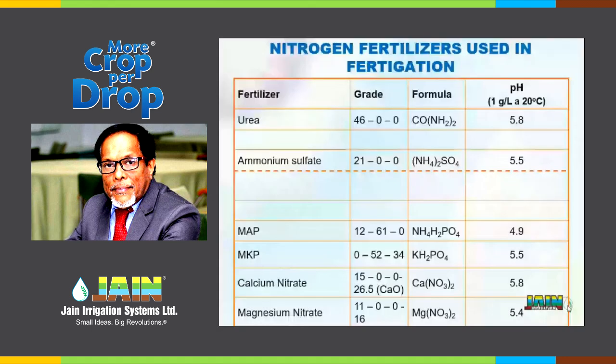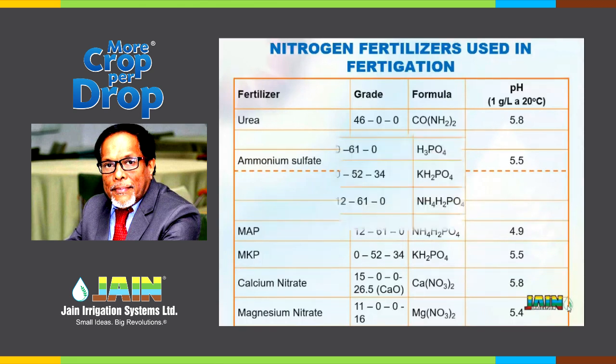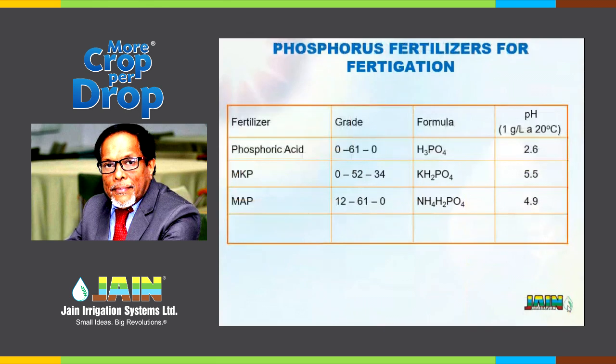Now, ammonium sulfate, which is a very highly acidic fertilizer, 5.5, we usually recommend it for all crops in the central Indian alkaline belt. MAP, monopotassium phosphate, 5.5, monoammonium phosphate, 4.9, and calcium nitrate, which is 5.8. So, pHs are all under control, they're acidic pHs. Now, we have phosphoric acid, 2.6, which is one of the very good fertilizers.